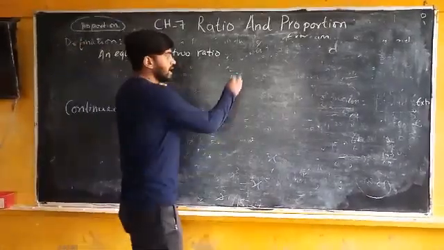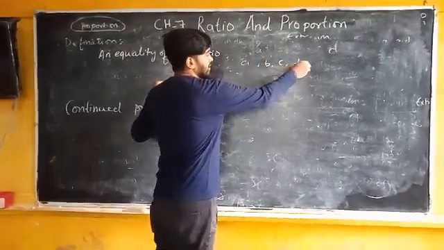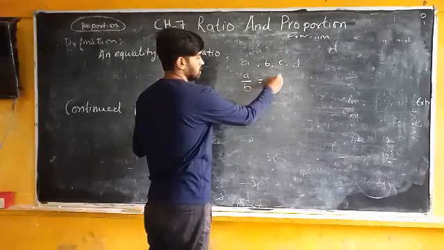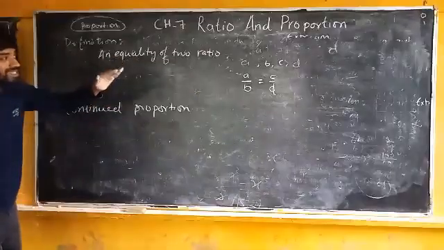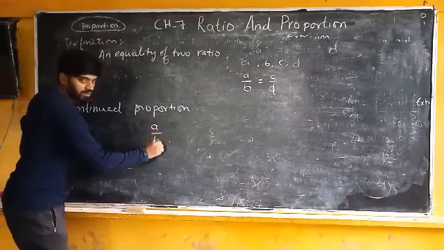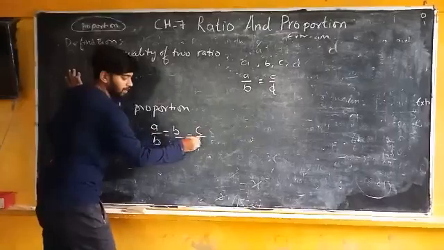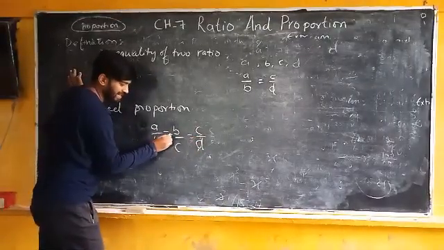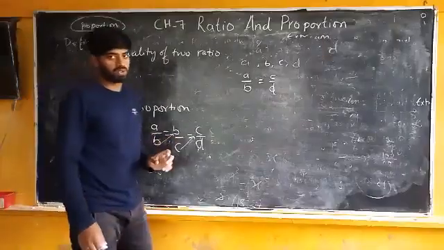For example, if I have A, B, C and D, how will I write it in proportion? A upon B equals C upon D. But if they have given me that A, B, C are in continued proportion, I'll write it like this: A upon B equals B upon C equals C upon D. Can you see something is getting continued? Over here B is getting continued, over here C is getting continued. So that's why this is called continued proportion.